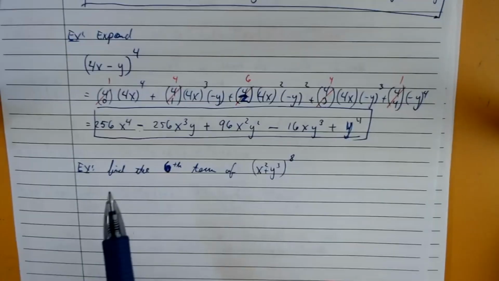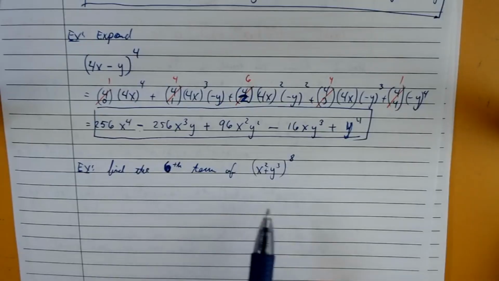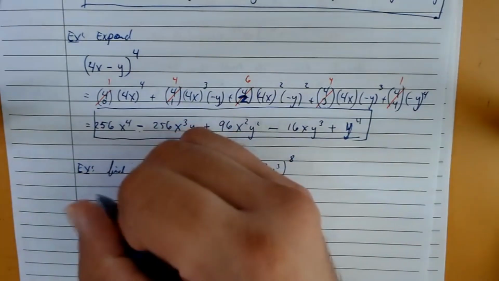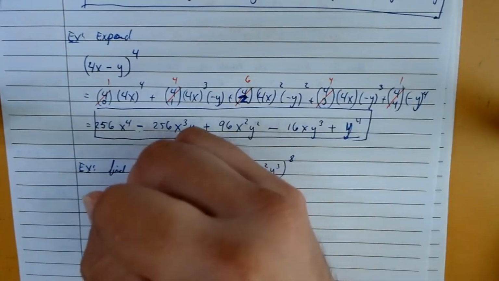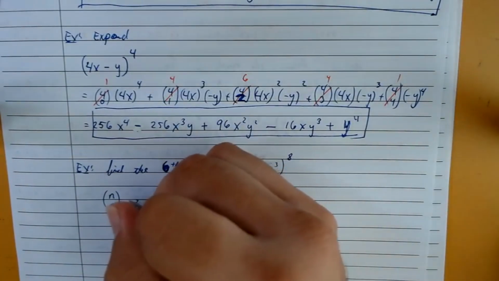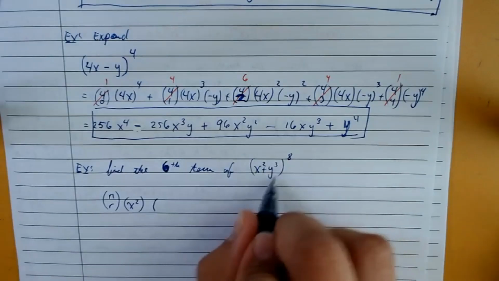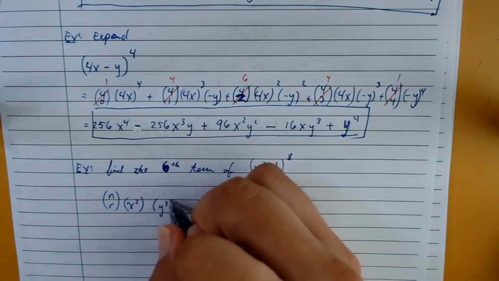Now, one thing you could do is you could just find all of the expansion and then just count and say 1st, 2nd, 3rd, 4th, 5th, 6th. Oh, there it is. However, if you don't need all of them, why would you find all the rest of them? So let's go ahead and see if we can find just that one term that we're looking for directly. All right, so we know that terms have a specific look. They look like n choose r. You're going to have your first term, x squared, raised to some power. And then you're going to have the second term, y to the 3rd, raised to some other power.